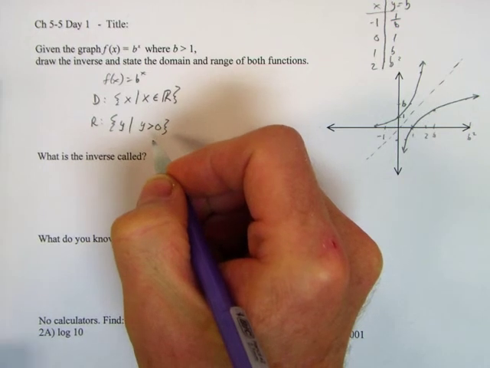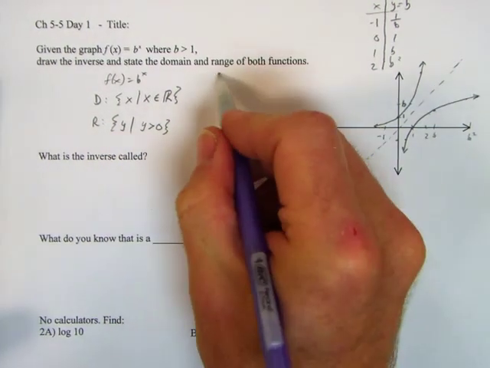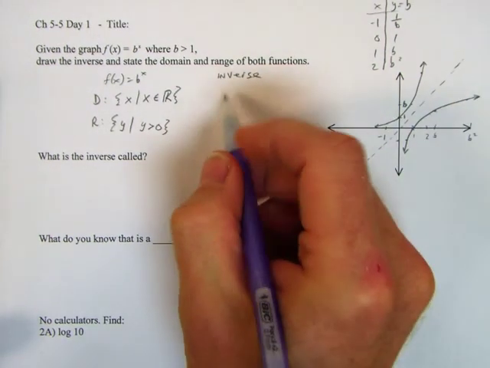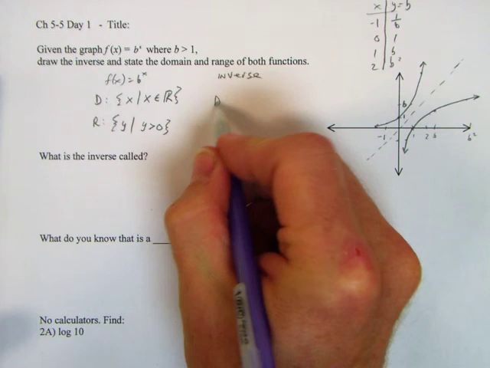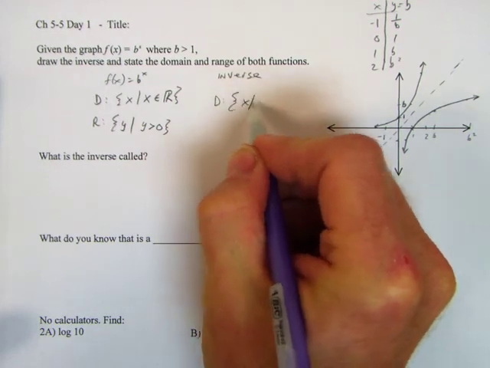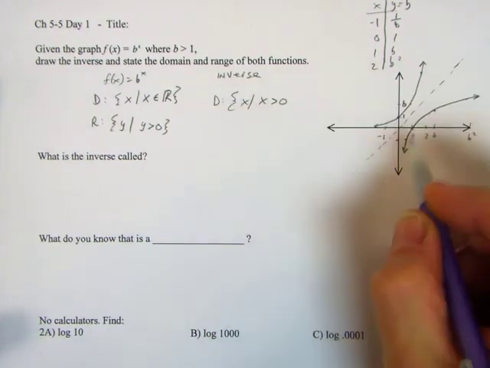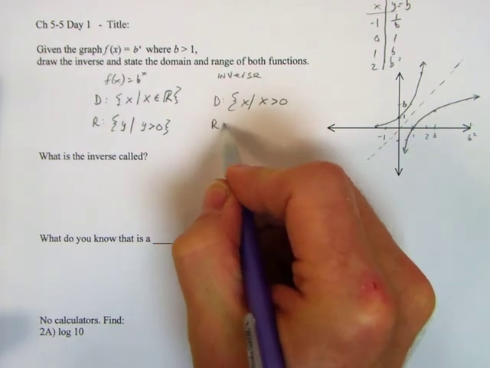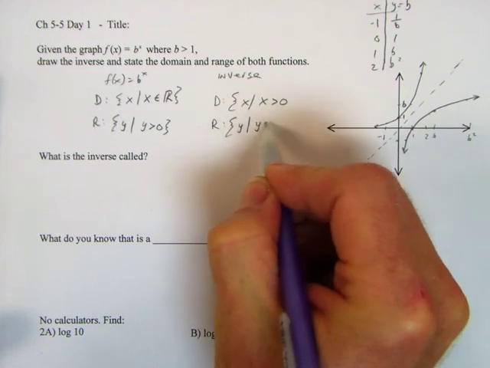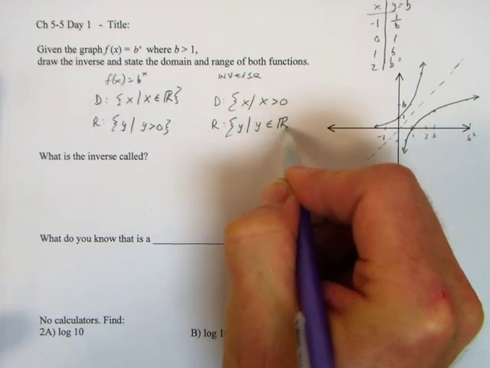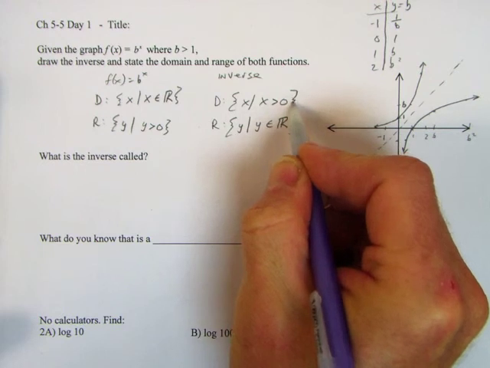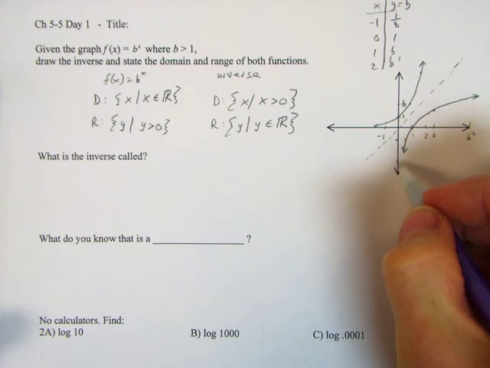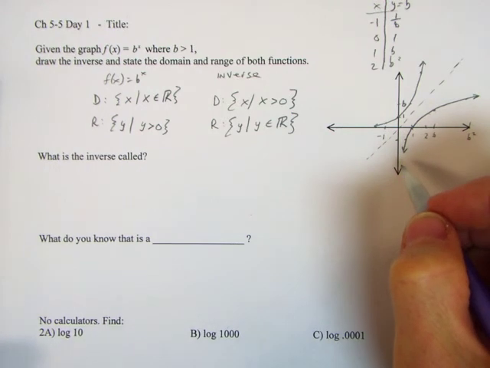Now what is the inverse? The inverse is going to be the exact opposite of those. And so the domain will be x such that x is greater than 0. And we can see that here. It's always on the positive side. And the range, though, will be all real numbers. And you can see that as well. This arrow is going up, up, up, and this arrow is going down, down, down. What is this called? Do you remember what this is called?